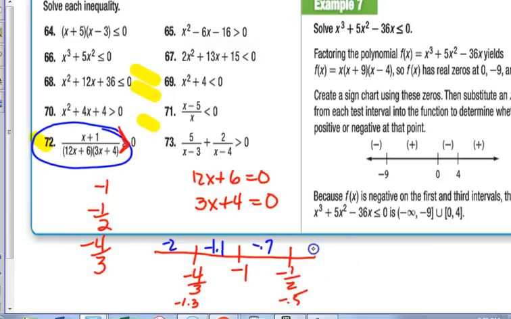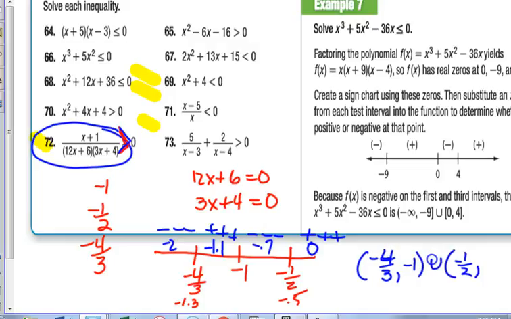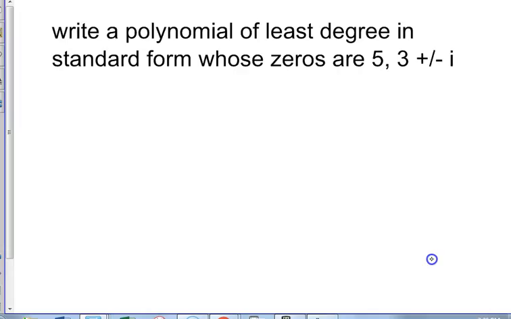Okay. Above here would be 0. We can do that one. If we tested on our calculator, these would be positive, these would be negative, these would be negative, positive out here. So what is the answer in interval notation for where this is greater than 0? -4/3 to -1. And then -1/2 to infinity. Whew. Okay.